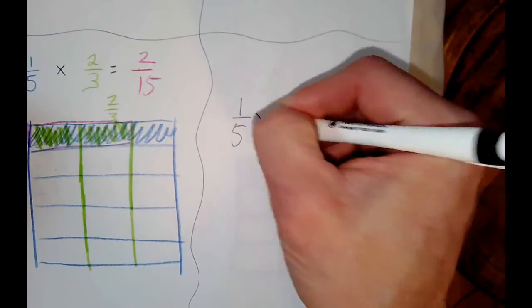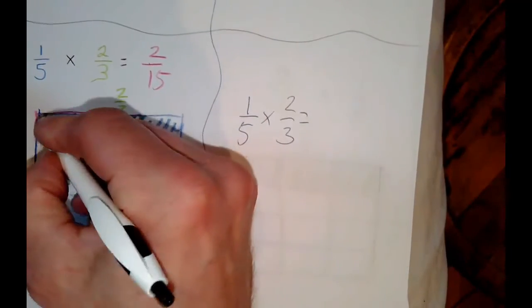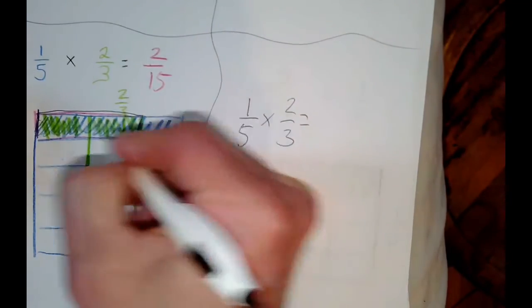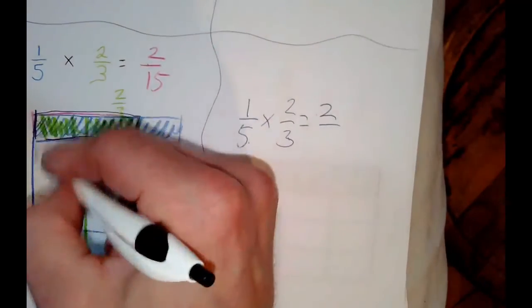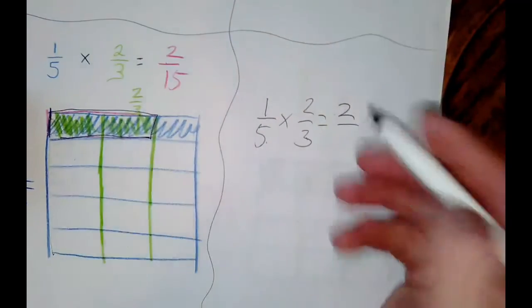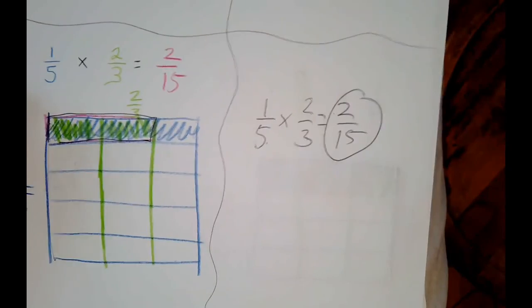1/5 times 2/3. Now let's look at it. 1 times 2 is 2. 5 times 3 is 15. And you're done. 2/15. That's all.